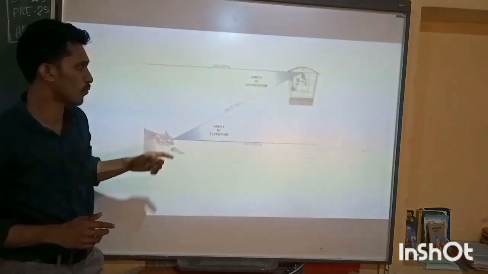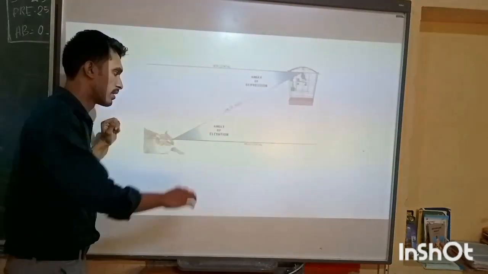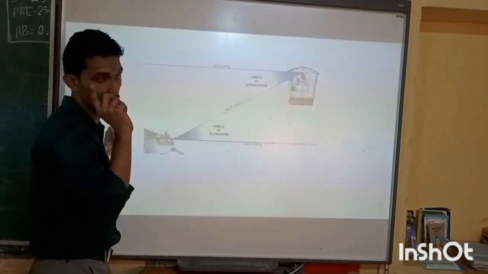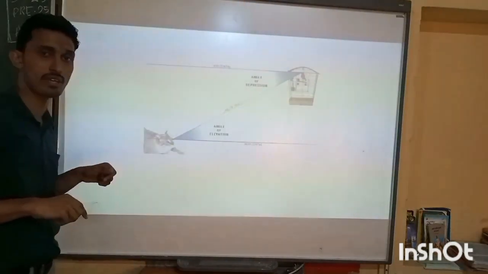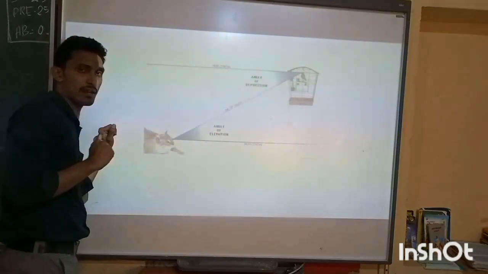What we can find from this fact is that the angle of elevation happens when the cat is observing the parrot, and the angle of depression happens when the parrot is observing the cat. So there are two horizontal lines which are drawn parallel to each other.